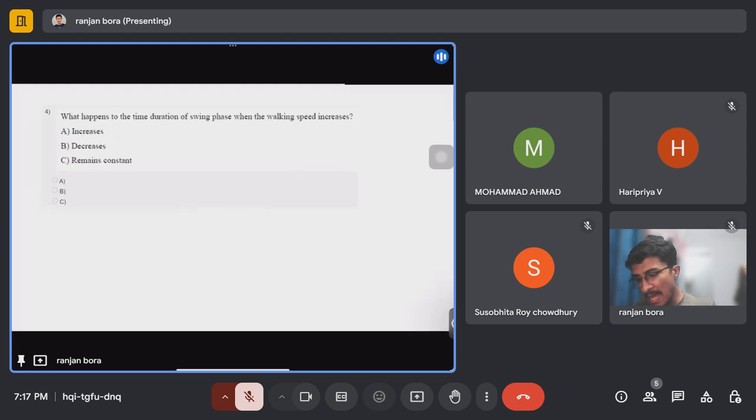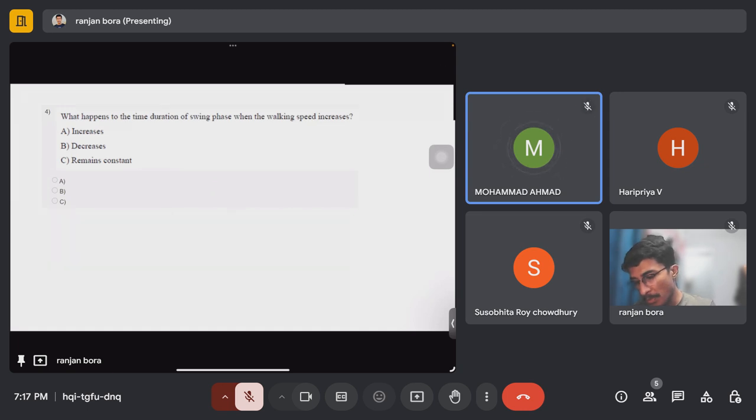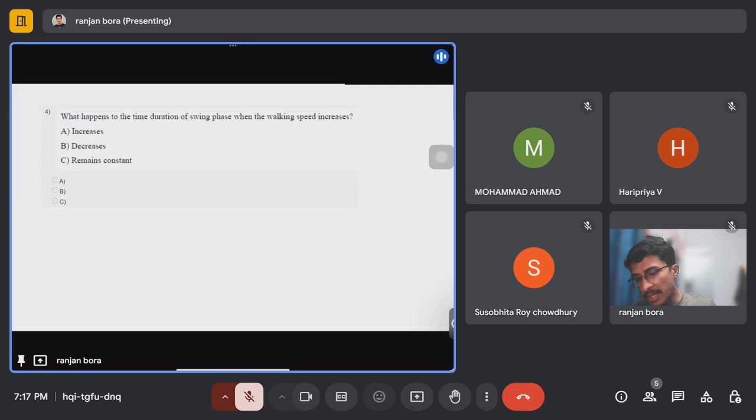What happens to the time duration of swing phase when the walking speed increases? Means when the walking speed increases, for most of the time our feet remain in the air. Means for most of the time of the gait cycle, our feet do the swinging phase. So there is very less time for stance phase. So more time for swing phase and less time for stance phase when we increase our walking speed.